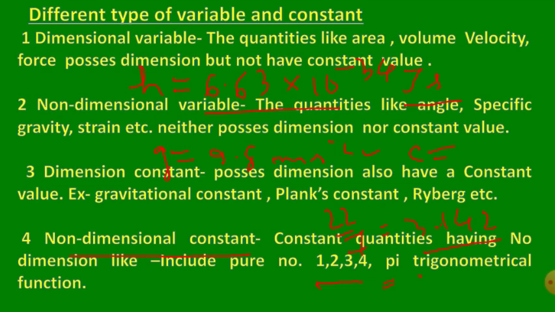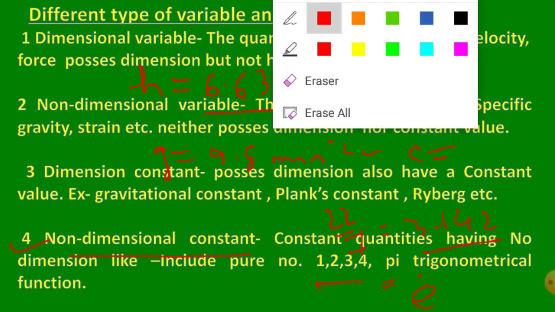Like trigonometric functions, sine of what? Sine 45 degrees is equal to 1, like that, okay? It has no unit. Got it? So trigonometric functions, this pi, eccentricity e, these don't have any unit, okay? And they have a fixed value, so we call them non-dimensional constants. Got it?